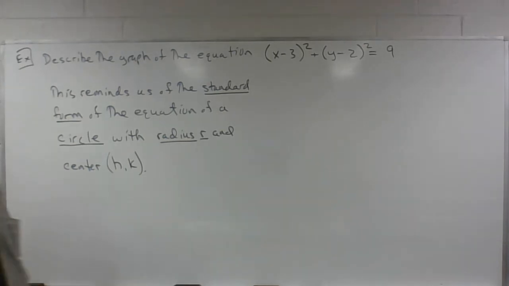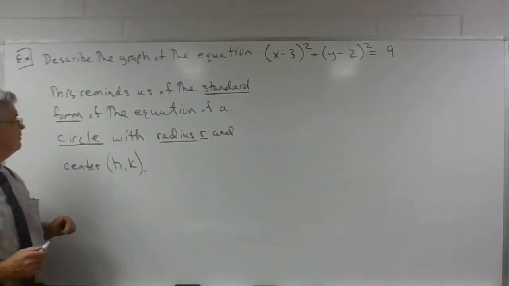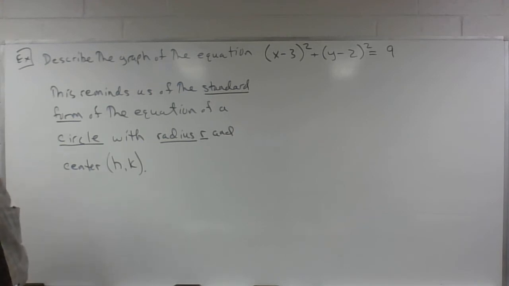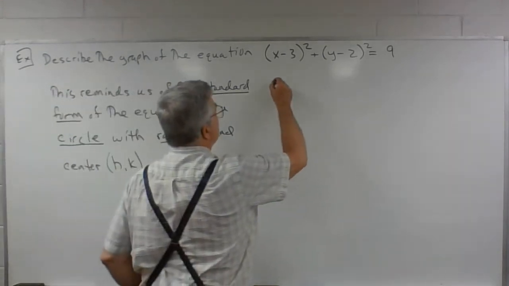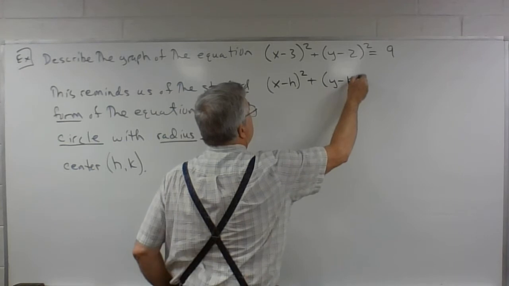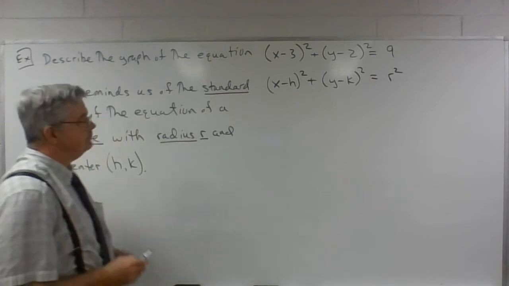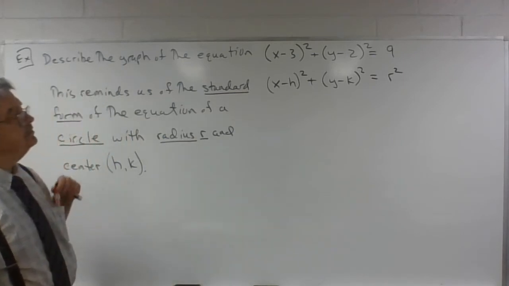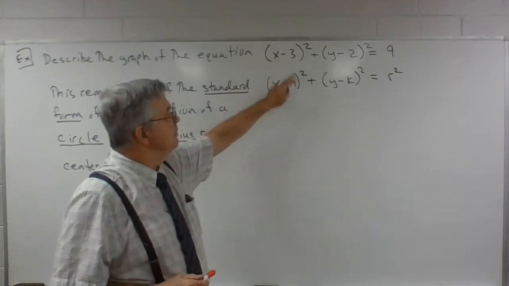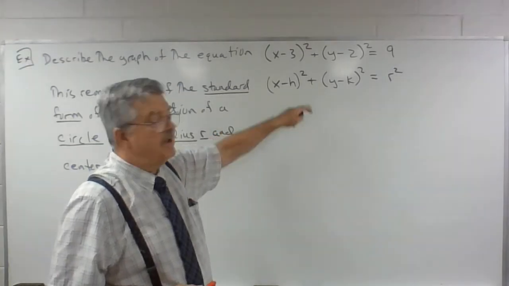I don't know about you, but this reminds me of the standard form of the equation of a circle with radius r and center (h, k). And I'm going to write that right over here: (x − h)² + (y − k)² = r². And we'll just match up every piece of our equation with the standard equation of a circle of center (h, k) and radius r.